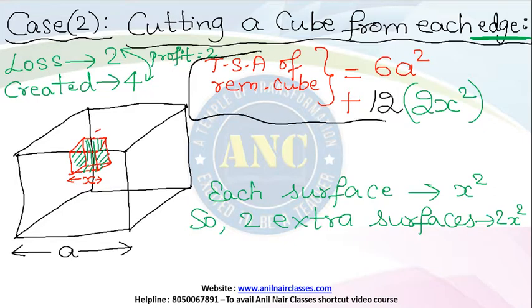So very important point. Total surface area of the remaining cube in case 2, where you are cutting a cube from each edge, is nothing but 6a square plus 12 into 2x square, where a is the side of the bigger cube and x is the side of the smaller cube. I hope you are able to visualize it very clearly. Now there are 2 terminologies which we have already taken care of. One is vertex, the other is edge, and the remaining terminology should be face.